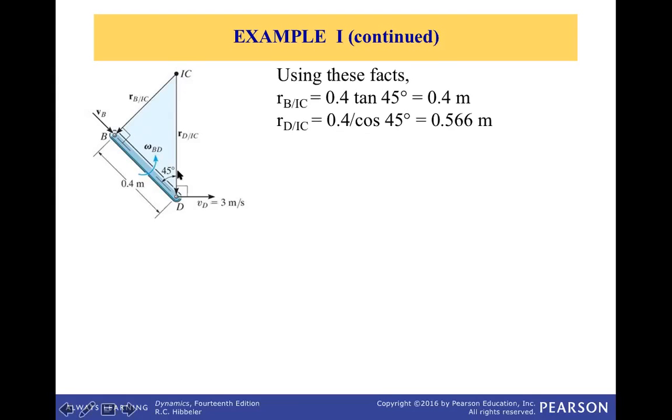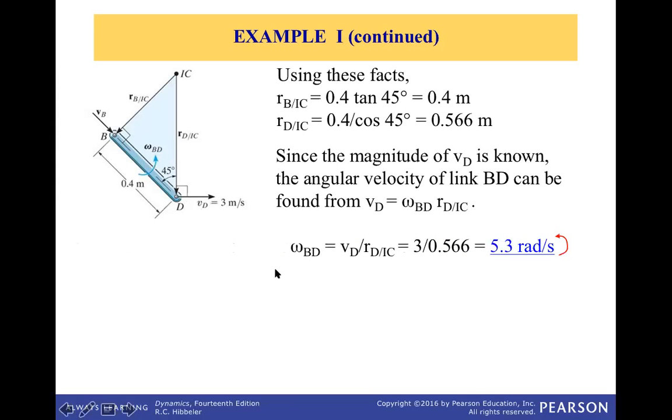So then the omega for BD: this rod should be rotating about its IC over here with the angular velocity omega here. Given this as 3 meters per second, and the R of this guy is given, so V divided by R should give you omega BD. So omega BD can be determined by doing VD divided by R from point D to IC. So 3 divided by 0.566 gives you 5.3 radians per second. Okay, this is for BD.